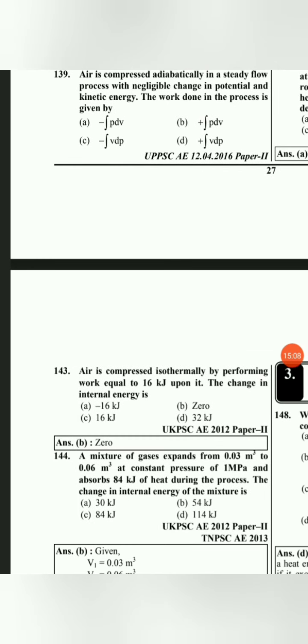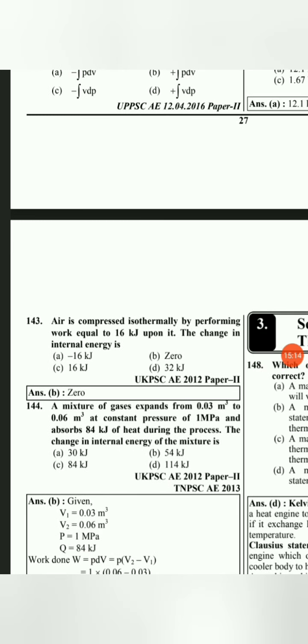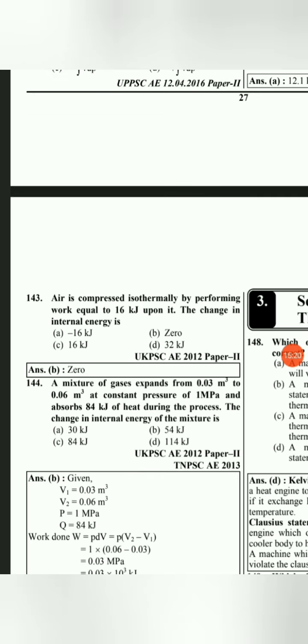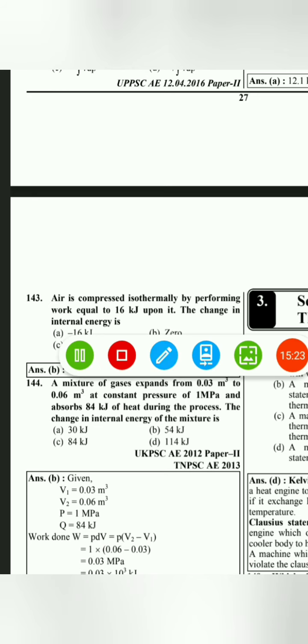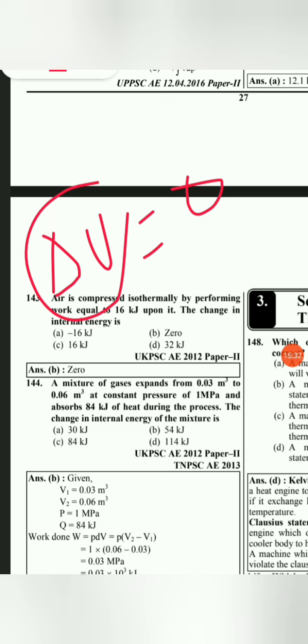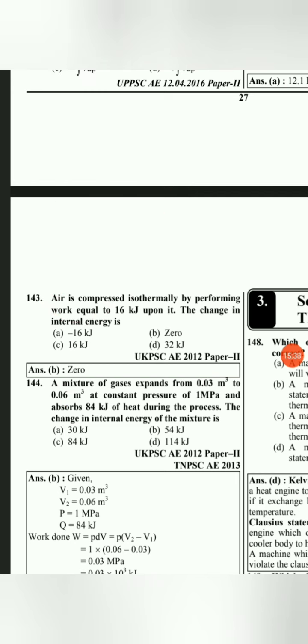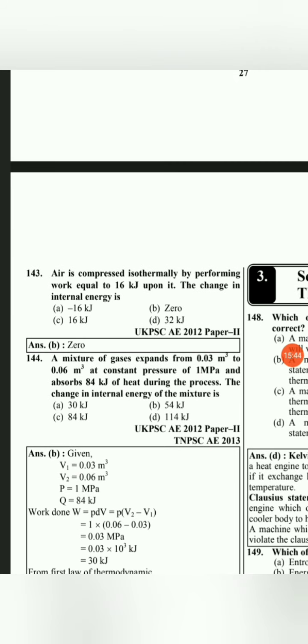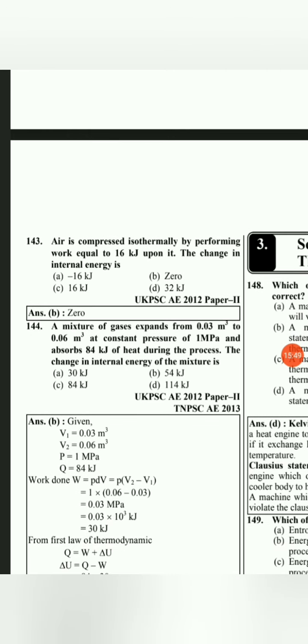The next question, question number 143: air is compressed isothermally by performing work equal to 16 kilojoule upon 8. The change in internal energy is, without any doubt, see, the process is isothermal, so we don't have to see anything else. For an isothermal process, we all know that the change in internal energy is 0, because internal energy is a function of temperature, and for an isothermal process temperature is constant. So the temperature change will be 0, and similarly the internal energy change is 0. For a constant temperature process, the change in internal energy is 0 irrespective of any work done or heat transfer. So option B will be the right answer.